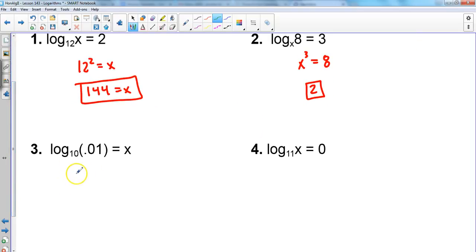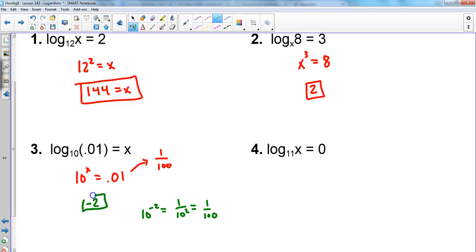Going down here, this one's a little bit tougher. 10 to what power equals 0.01? Well, 0.01 in fraction form is 1 over 100. So if we start with a larger base and raise it to a particular power and get a smaller number, that means we have to raise it to a negative power. And this power happens to be -2 because 10 to the -2 equals 1 over 10 squared, which is equal to 1 over 100, or 0.01. So -2 is our answer here, and this is how we can check it.